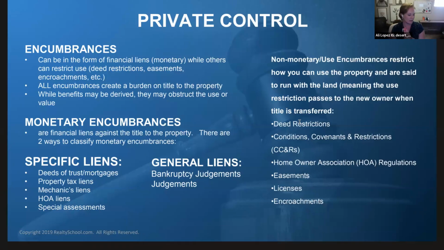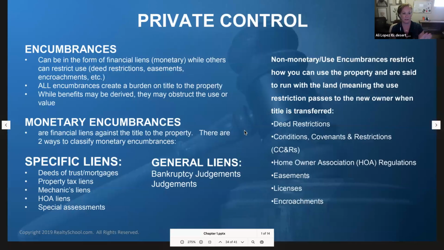There are encumbrances. There are monetary encumbrances and there are non-monetary. So without looking at this, encumbrances create a burden on the title to the property, and while benefits can be derived, they may obstruct the use or the value, okay?